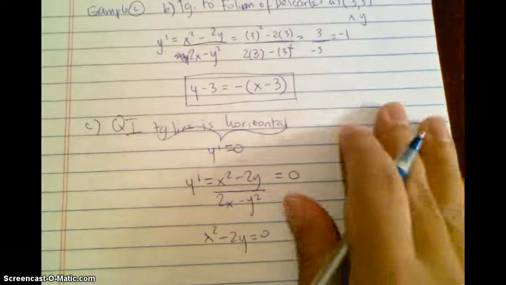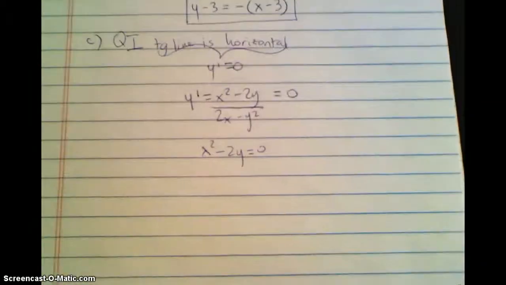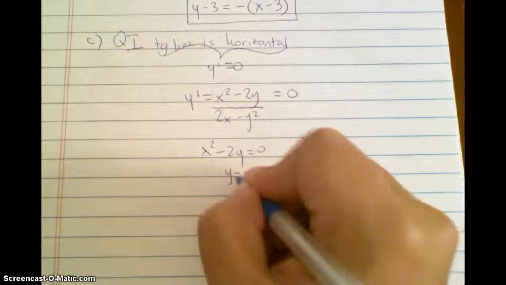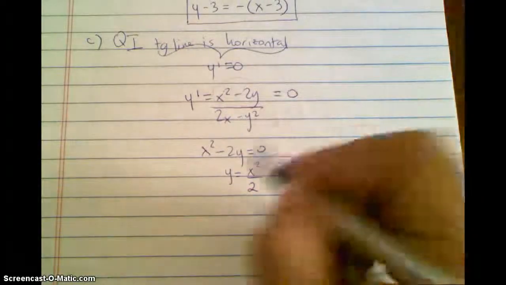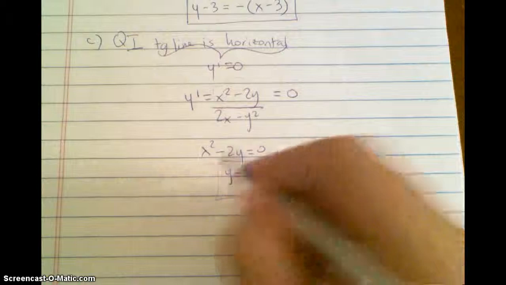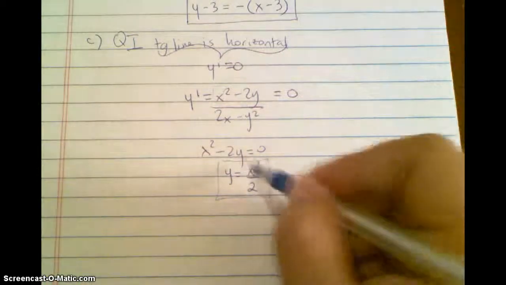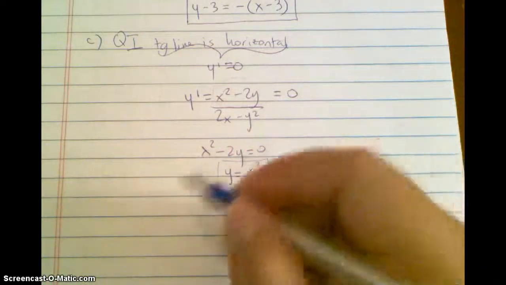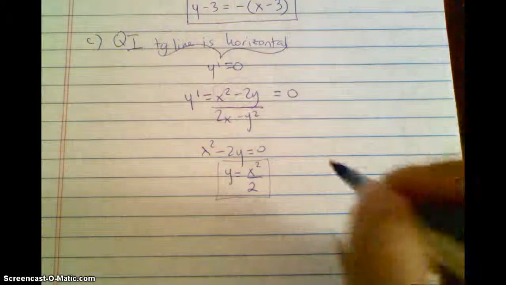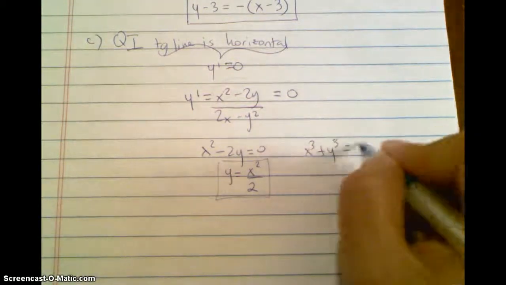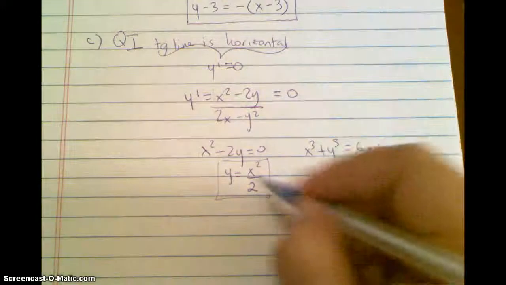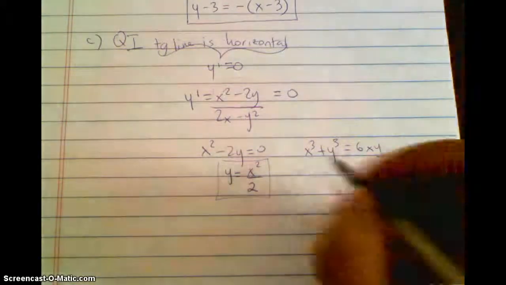So I do that, and then I see that y equals x squared divided by 2. So what does this mean? I didn't find an x or a y, but I know a relationship between x and y. And the other thing that I know between x and y is that x cubed plus y cubed equals 6xy. So I'm going to substitute this fact into this equation.